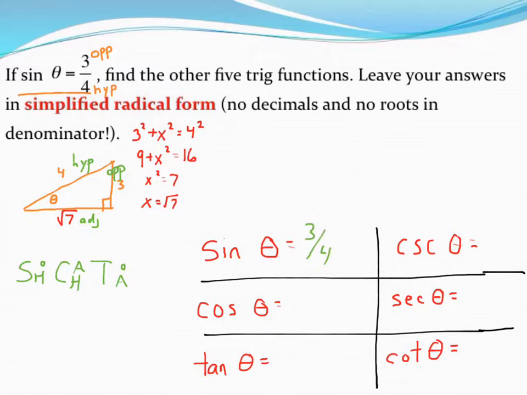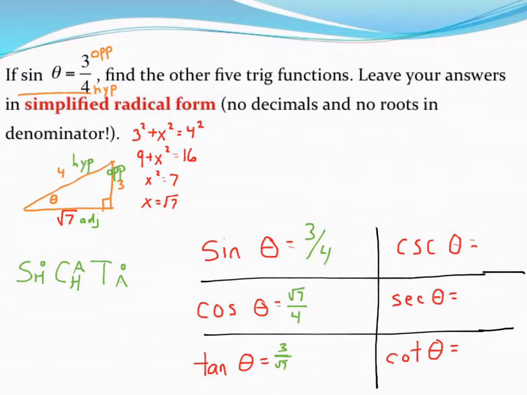The cosine of theta is the adjacent side, which is square root of 7, over the hypotenuse. It's okay to have a square root in the top of a fraction. That's not a problem at all. It's not okay to have a square root in the bottom of the fraction. But what are the odds that that happens, right? All right, the tangent of theta then is the opposite over the adjacent. So 3 over the square root of 7. Well, oh shoot, we have a square root in the bottom.